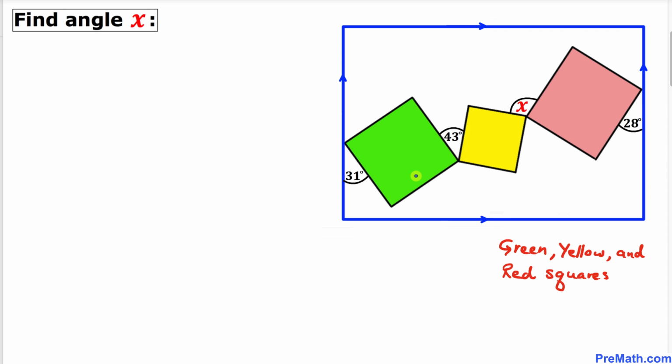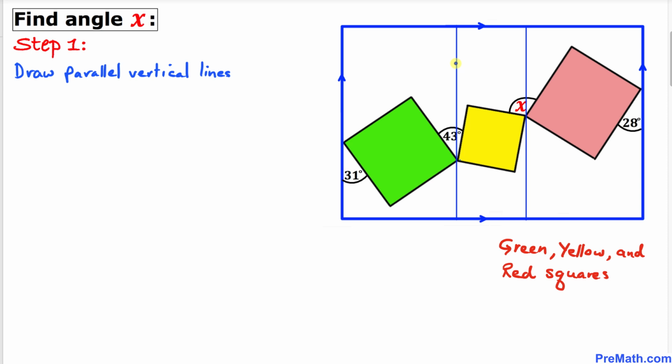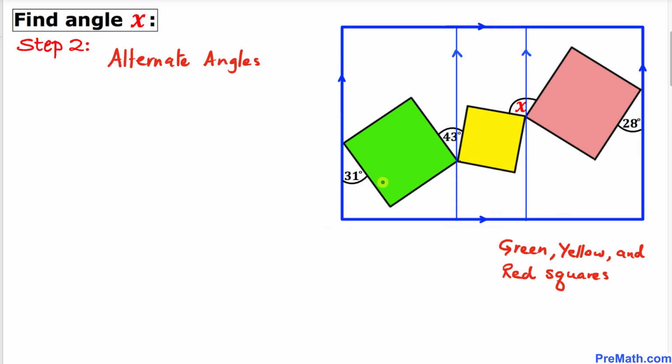So let's go ahead and get started with the solution. And here's our very first step. Let's go ahead and draw vertical parallel lines that are going to pass through these connecting points over here. As you can see in this new diagram, we can see that all these lines are parallel to each other. And here's our next step.